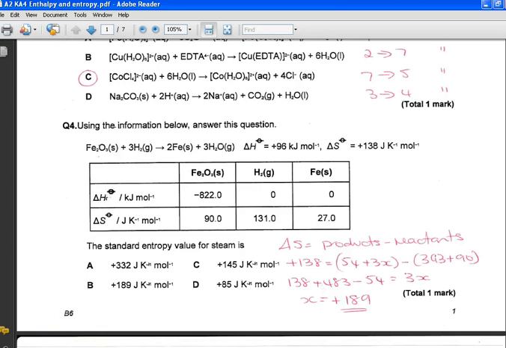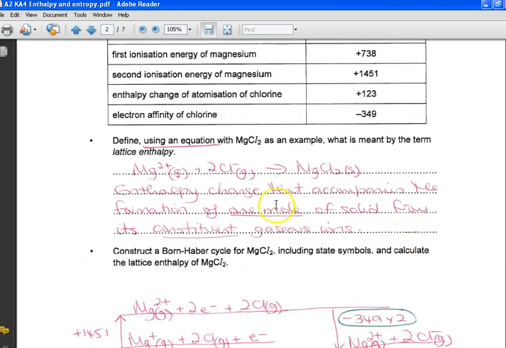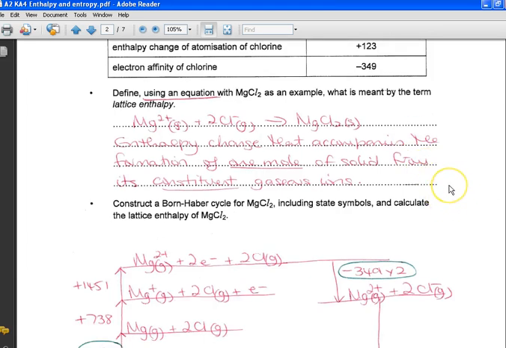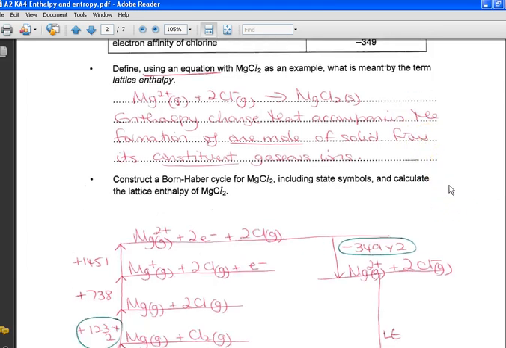Okay, so question 5. Define using an equation. That's very important. A number of you didn't include an equation, and a number of you included an equation that went from the solid to the gaseous ions. So obviously, if we're defining lattice enthalpy, you've got to be forming the lattice from the gaseous ions. That's just a definition. You need to learn it. It's a couple of marks there that some of you lost because you didn't give the specific definition.